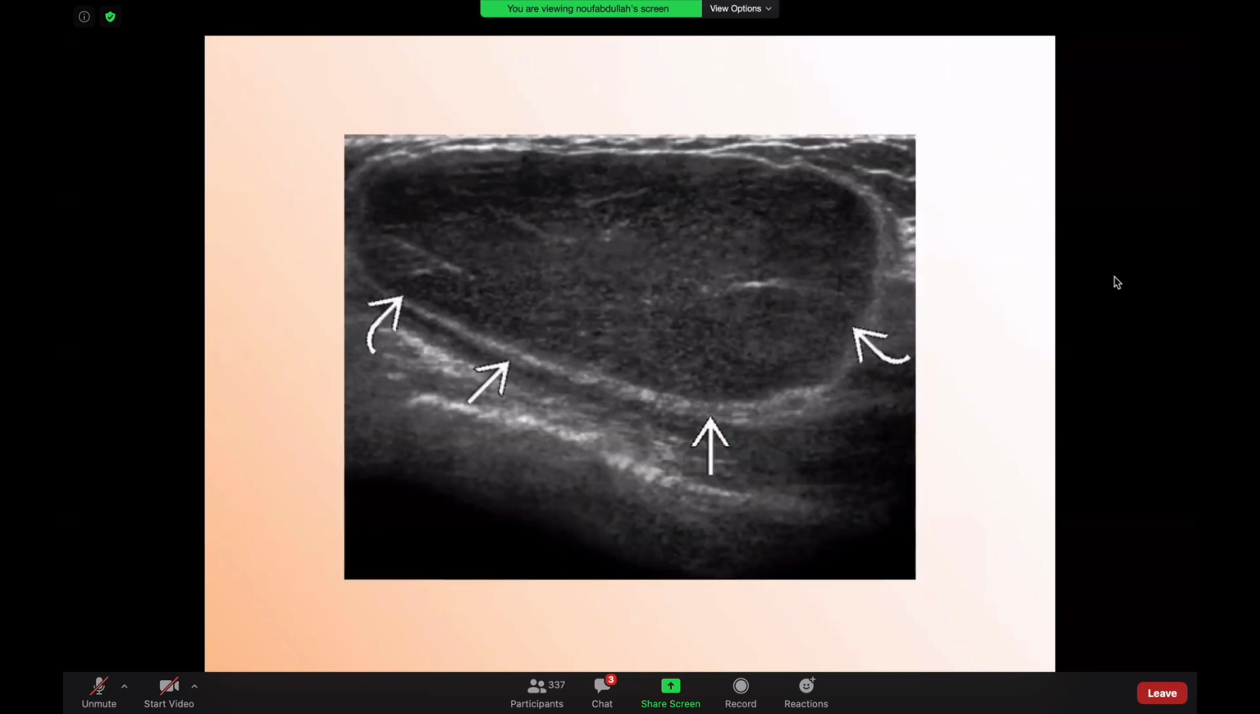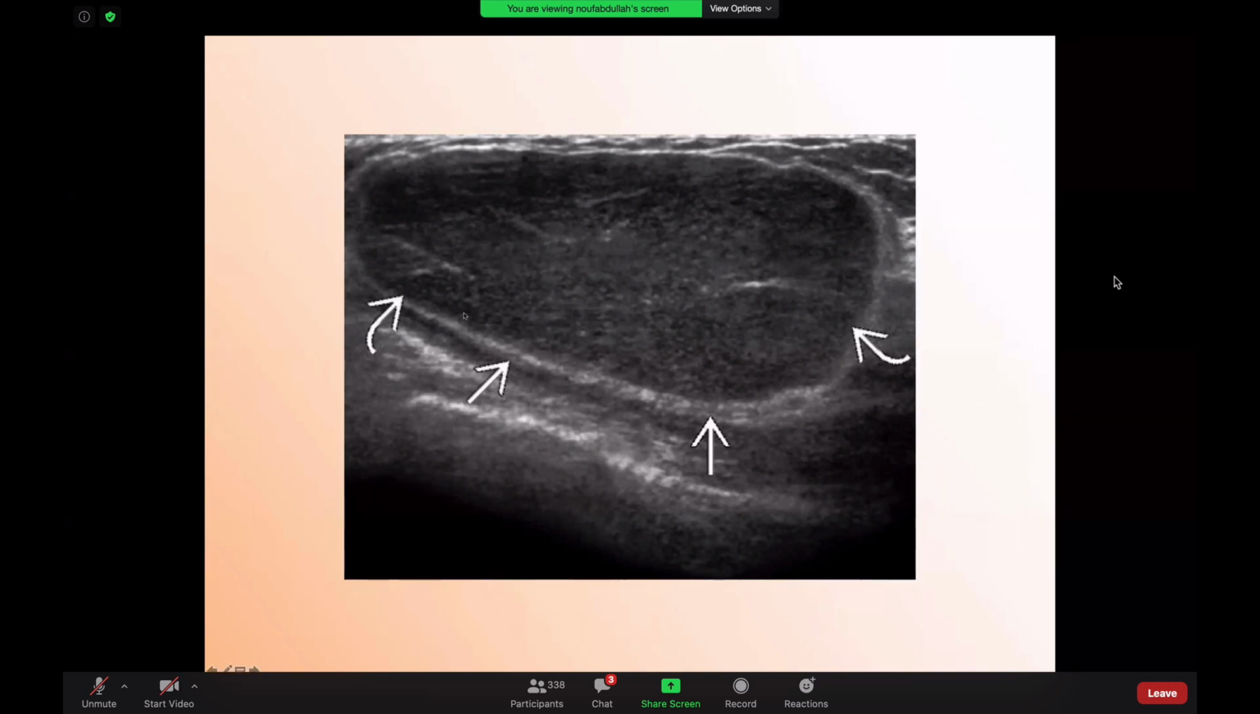So this is something I want you to keep in mind, guys. You have a well-defined oval-shaped lesion. It has a thin echogenic capsule. It is slightly, I would say based on the image, slightly heterogeneous. So a heterogeneous lesion could be benign, could be malignant. But based on the lesion shape and the margin, this is probably a benign lesion.